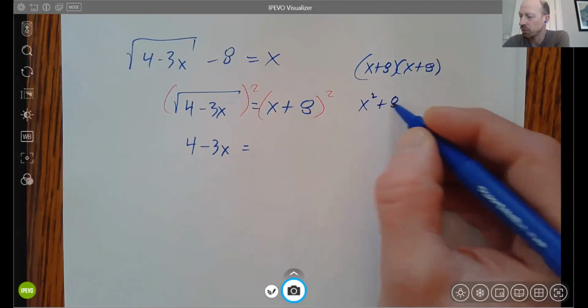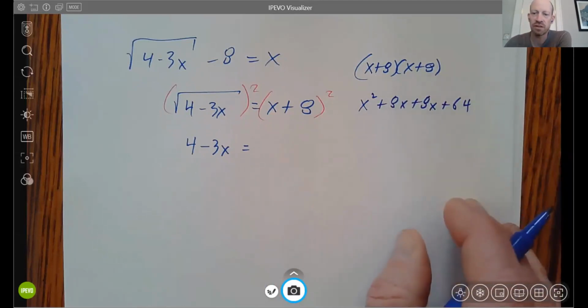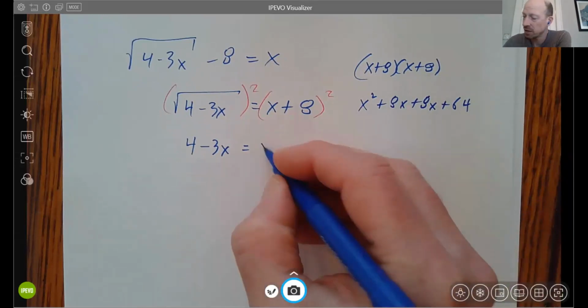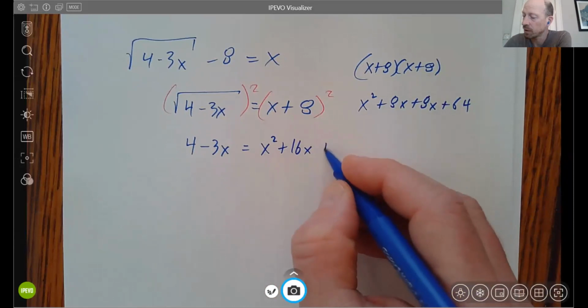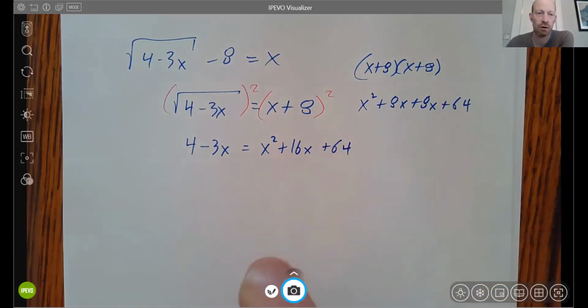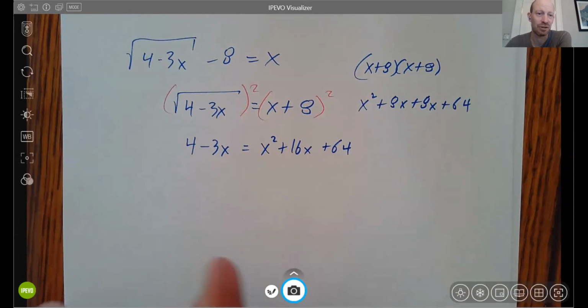I get x squared plus 8x plus another 8x. So I actually end up with x squared plus 16x plus 64. Really important. Otherwise you get the problem wrong. You do a lot of work and you end up with not a good result.